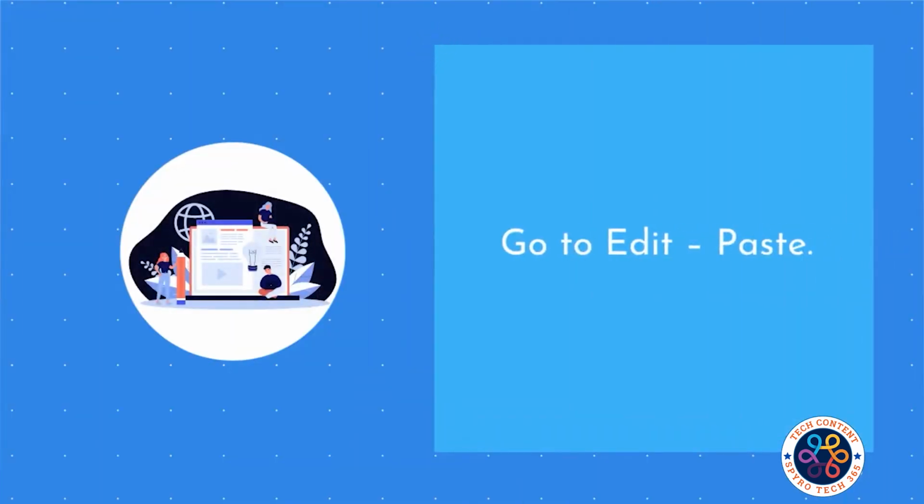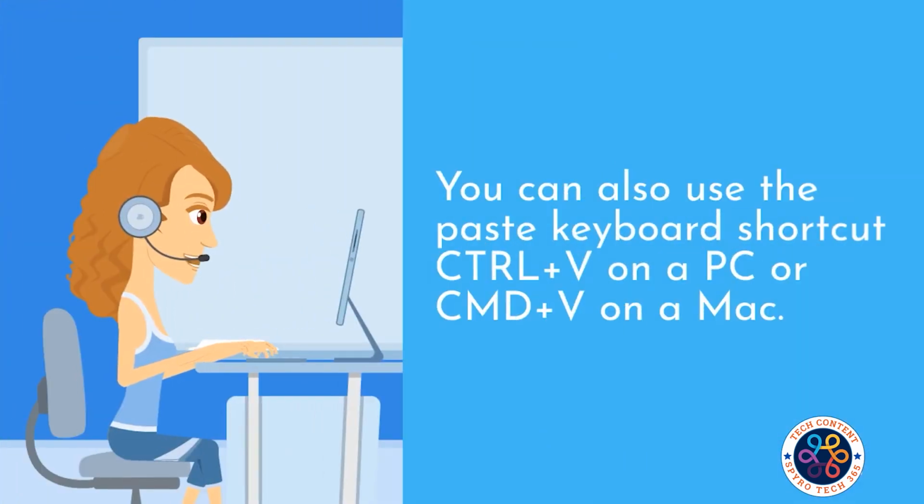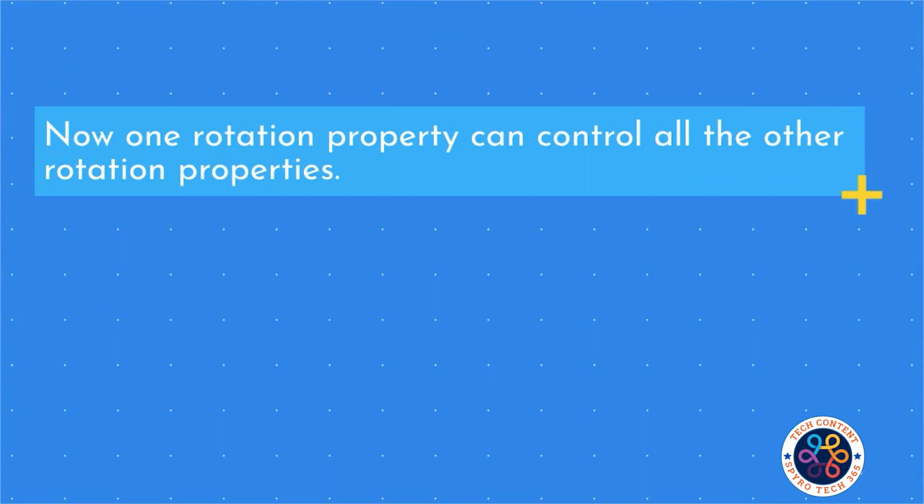Go to Edit, Paste. You can also use the Paste keyboard shortcut Ctrl plus V on a PC or CMD plus V on a Mac. Now one rotation property can control all the other rotation properties.